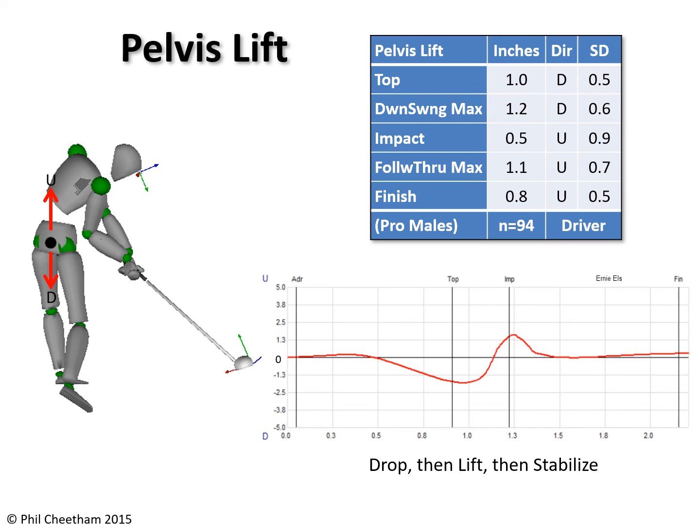Note that this example curve settles back down to the value that the golfer was at address, but the table shows lift staying at about 0.8 inches or 2 centimeters at finish. So in the finish position of the swing, this golfer is slightly different from the norm. Pelvis drop and lift, if correctly timed as we see here, can add speed to the swing and help the release of the club.